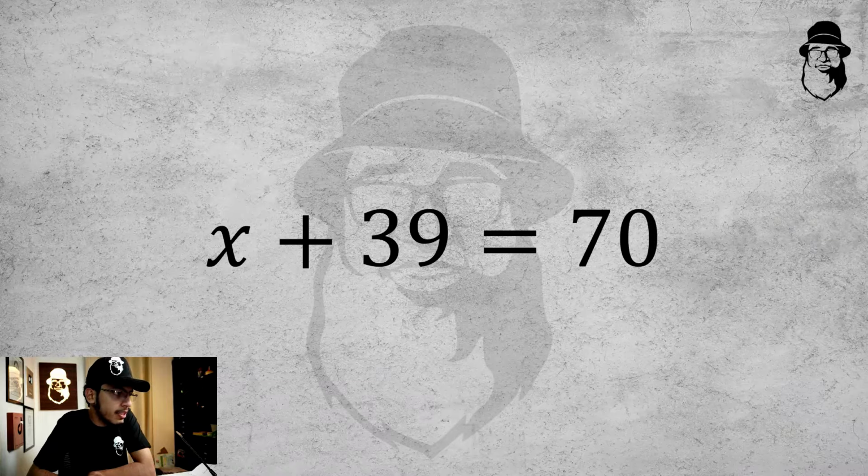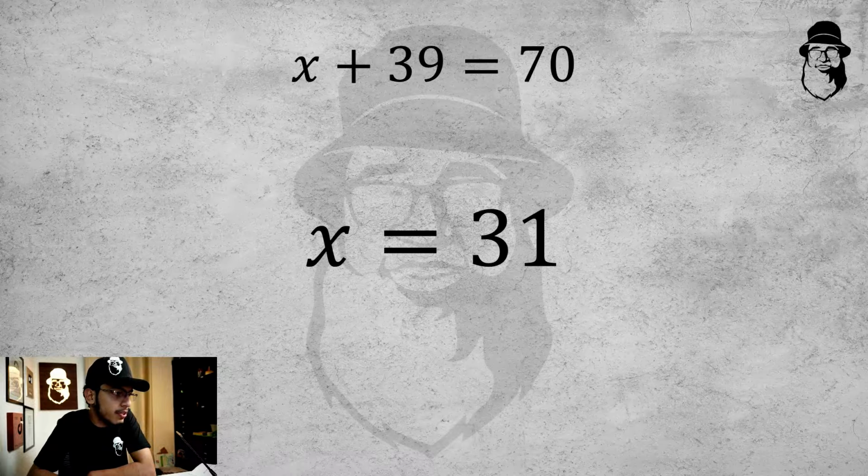Solve x + 39 = 70. So to solve this equation, we just take 39 from 70. So x = 31.